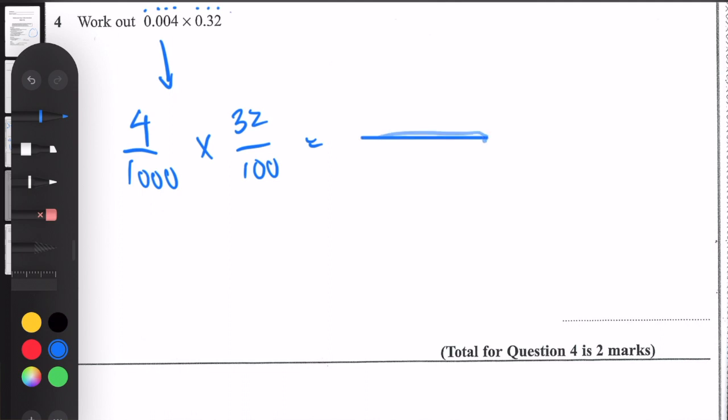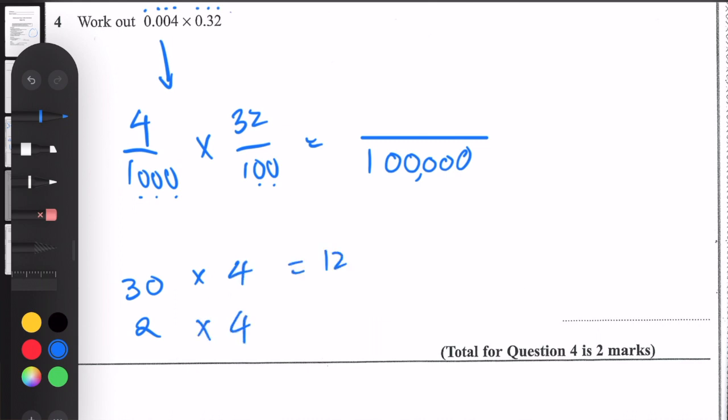Now, I know on the bottom, it's got to have a starting number of 1, because we're doing 1,000 times 100. It starts with a number 1, and you just add your zeros. 1, 2, 3, 4, 5. So 100,000. And on the top, it's 4 times 32. A little bit tricky. 32 consists of a 30 and a 2. Make sure you times it by 4 for both of them. 30 times 4 is 120. 2 times 4 is 8. Add them together for 128. And it doesn't say which format you're supposed to leave it in. It could be fractions or decimals. Because it doesn't say, it's fine to leave it as a fraction. 128 over 100,000. For 2 marks.